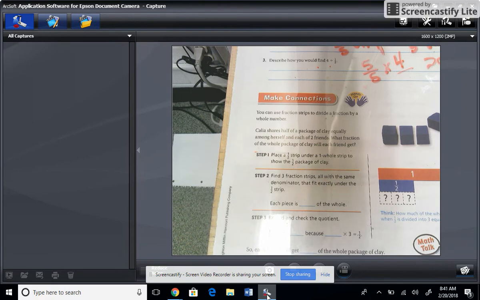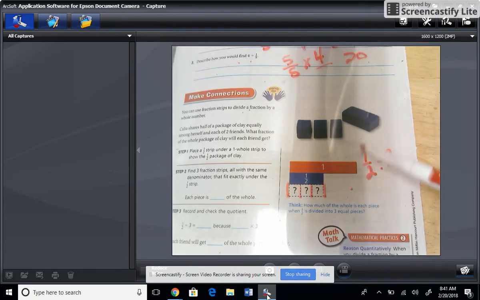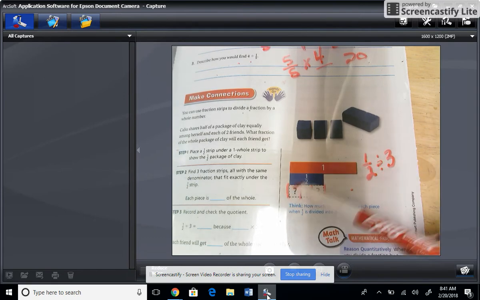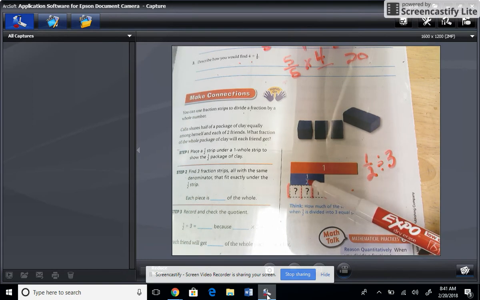You always put your whole out. She only has a half of a strip, and she's going to break it into 3 equal parts. So now we have 1/2 divided by 3. So if I start with a fraction and divide it by a whole number, do you think I'm going to get a whole number? Well, I don't think so, because I don't have a whole number there. So what fraction strips would fit underneath this 1/2 equally? I would like you to experiment with that and get them out.